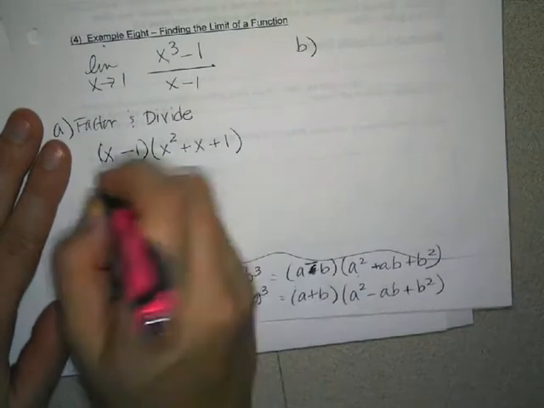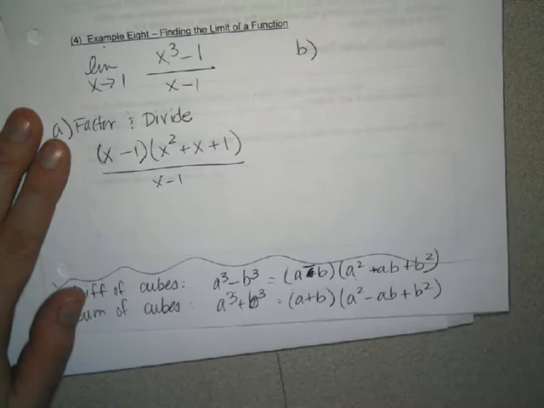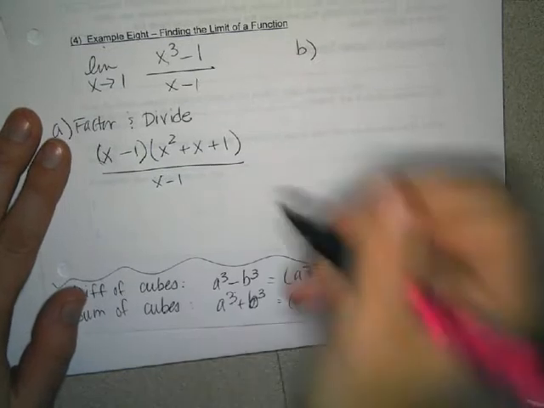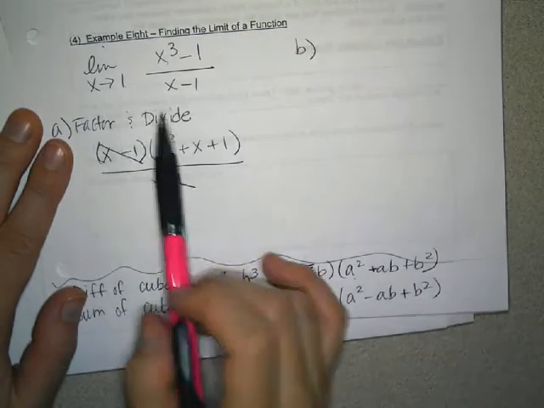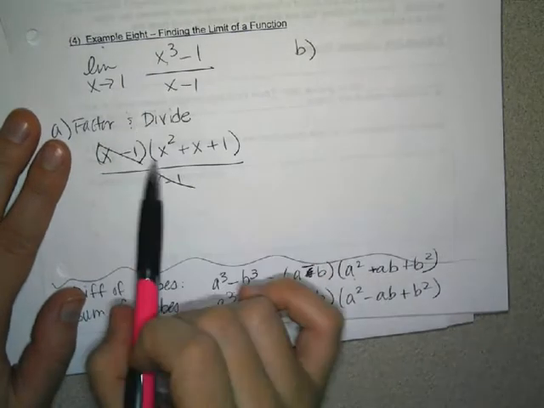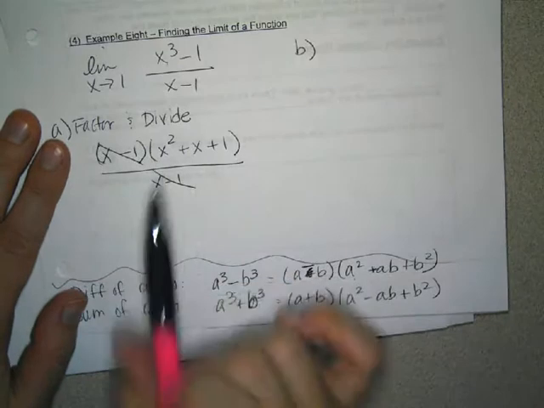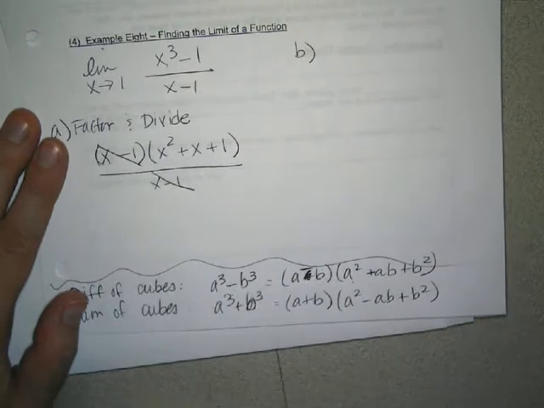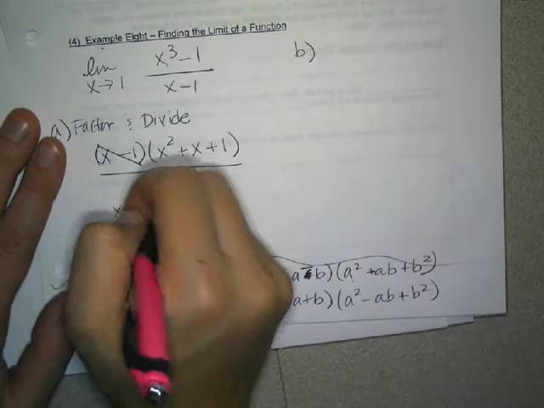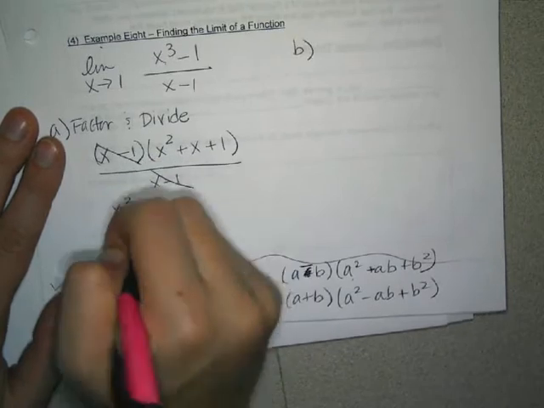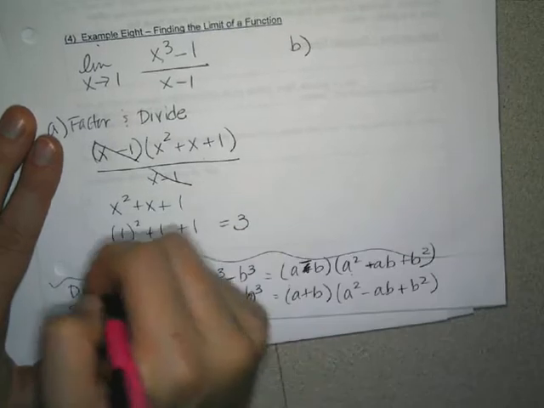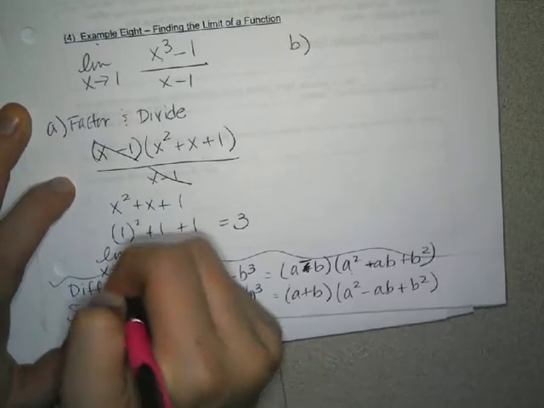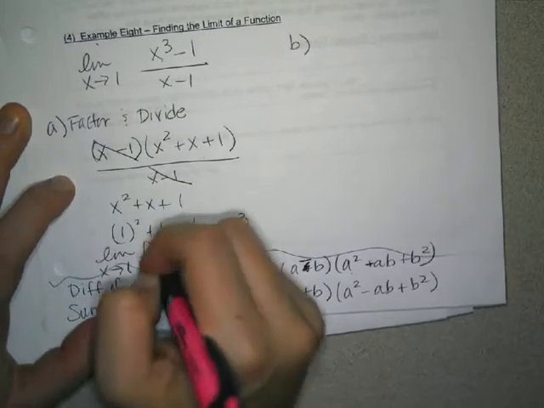And then we divide by what's already there. So what cancels out? X minus 1. And then can I now use direct substitution? If I use direct substitution, I get 1 plus 1 plus 1, which is 3. So we could say the limit as x approaches 1 of this function is 3.